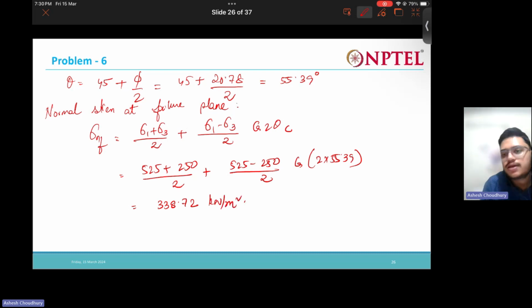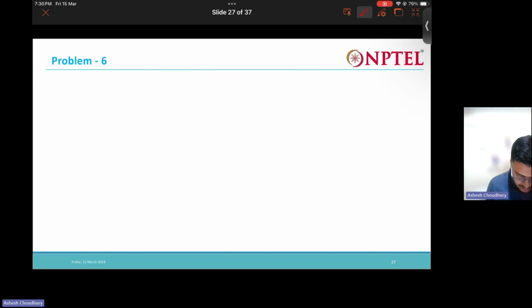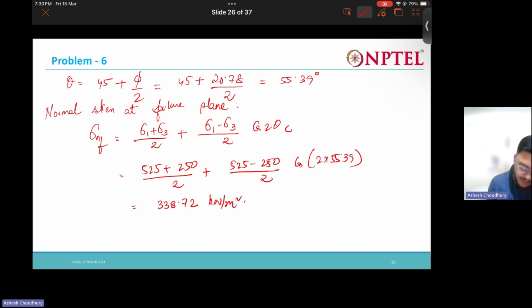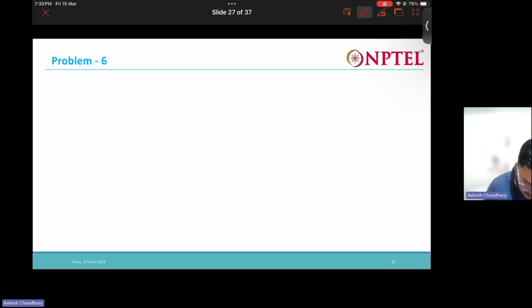So these problems are actually very easy, right? Directly you are just going to use the known relations and put in the correct values to find out the results. If you put in the correct values, you can easily find the results. So this is the normal stress at failure. Therefore, what will be the shear stress at the failure plane?